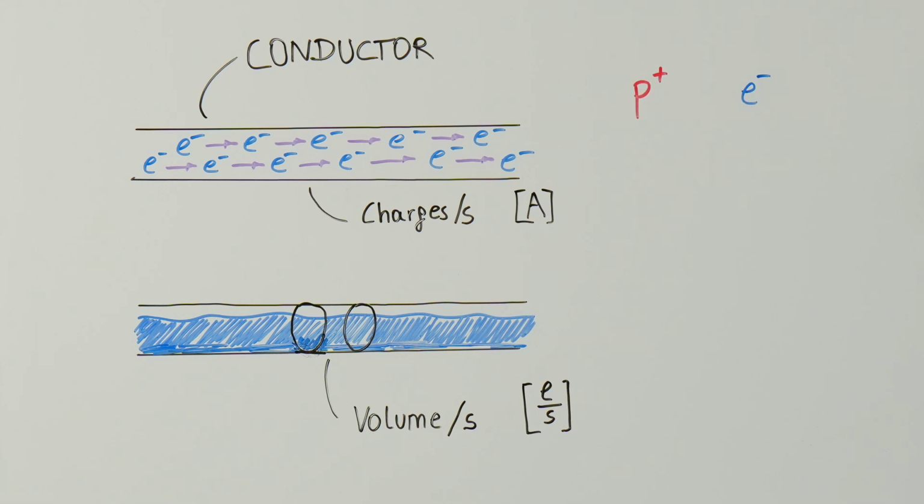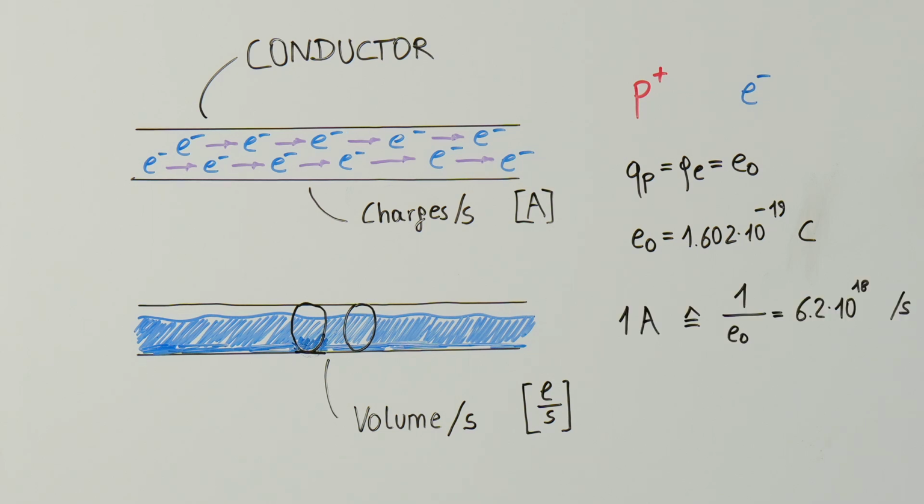We learned that electrons' charge is negative and protons' charge is positive. Both charges have the same magnitude, which is called the elementary charge E0. E0 is 1.602 times 10 to the power of minus 19 ampere seconds, which is the same as a coulomb. This means that an electric current of 1 amp is equivalent to a total of 6.2 times 10 to the power of 18 electrons flowing through the conductor in 1 second. The current I is equal to the charge Q over the time t.